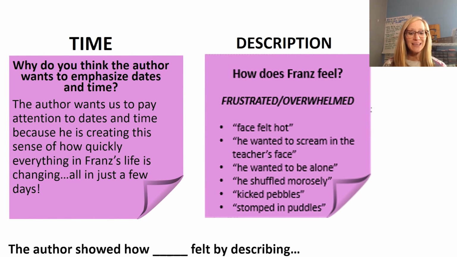It says, the author showed how blank felt by describing. And I want you to either think this through or write it out on your piece of paper. The author showed how maybe mom felt by describing what, or the author showed how the teacher felt by describing what, or the author showed, you can choose Franz and use my notes to help you, felt by describing what. Again, thinking about, what are their actions? What are they thinking? What are they saying? How do they look? I want you to try to fill in that blank. This is a great way to reflect on how characters are helping to develop this story forward through how they feel.